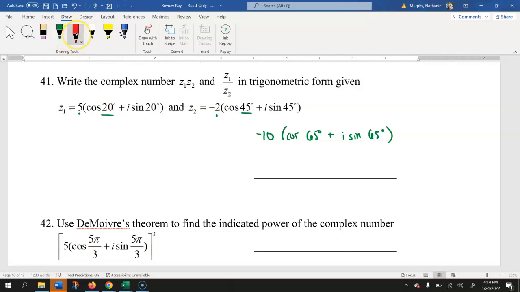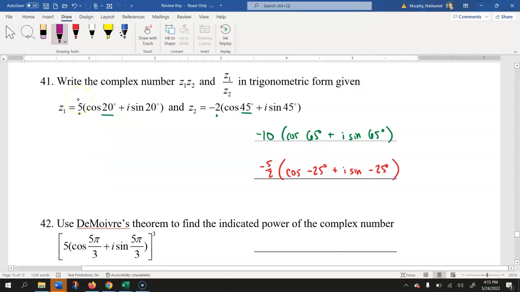Then when we go to divide the two vectors, we're going to divide the 5 and the -2 to get -5 halves. Or if you said -2.5, that's fine too. And now we're going to subtract the values for theta. And 20 minus 45 is -25 degrees. It's important that you do the 20 minus the 45 and not the other way around. Plus i sine of -25 degrees. That'll be your answer for number 41.